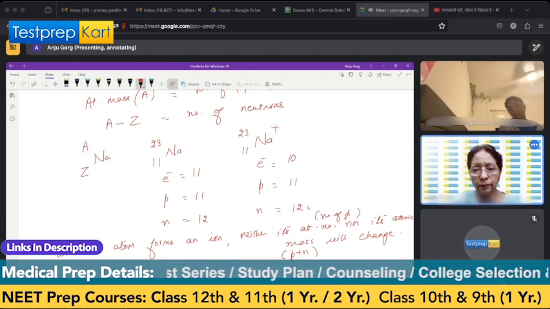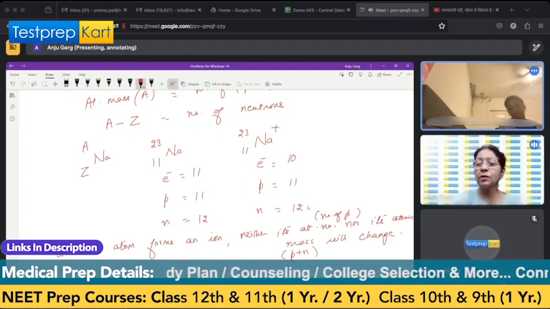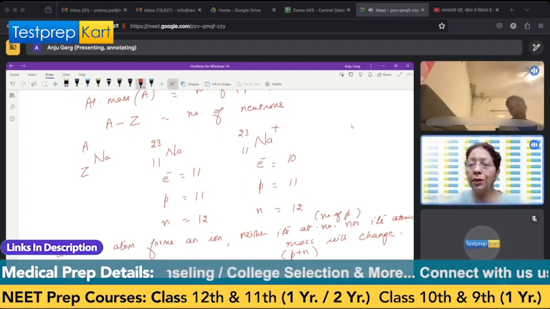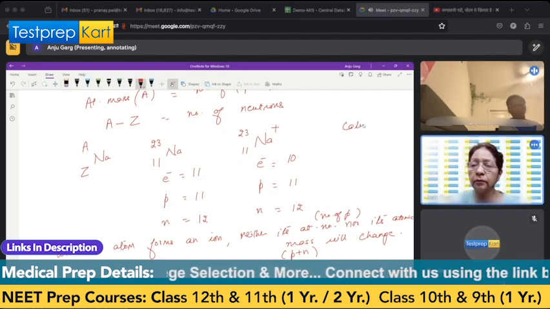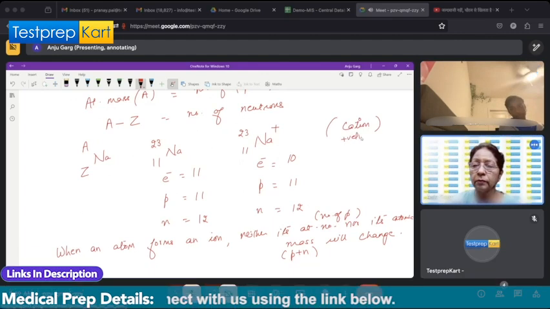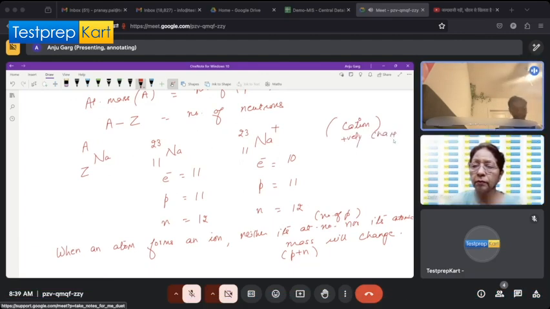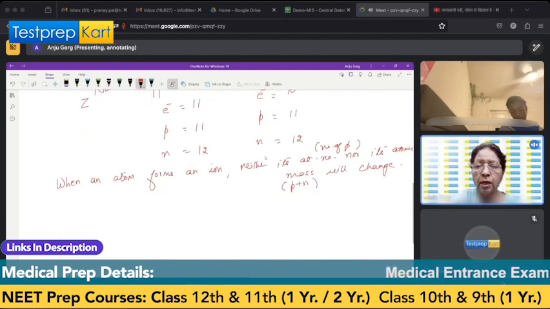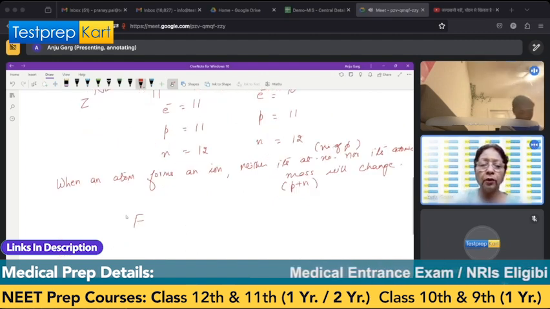So Na plus was a cation. You know what is a cation? A positively charged ion is called a cation. And if you take the negatively charged ion, that will be called an anion. Anion will be produced by accepting electrons, cation by losing electrons. Like, suppose you have fluorine, atomic number is 9, atomic mass 19.